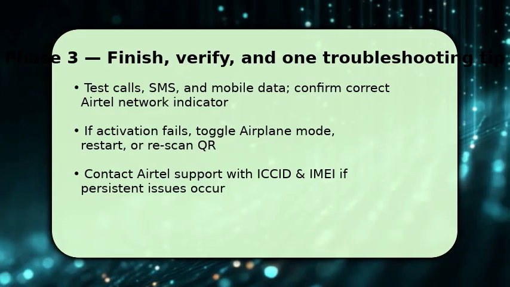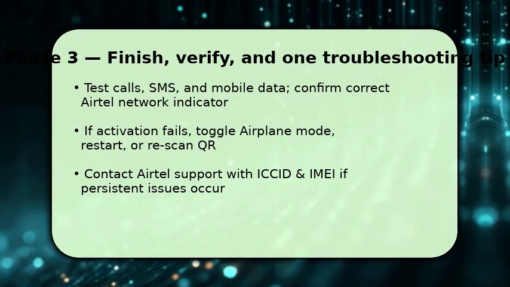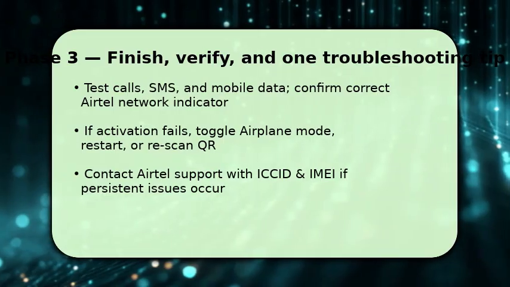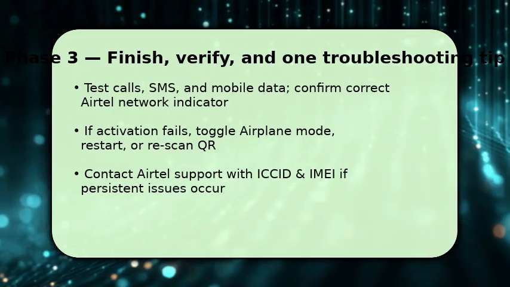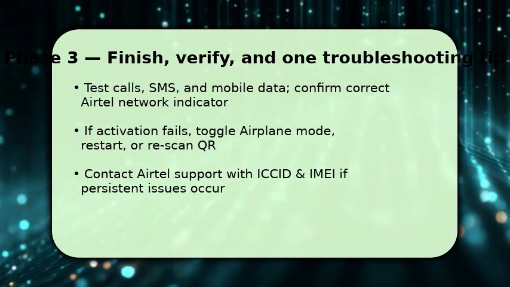Test a call, send an SMS, and use mobile data to ensure Airtel is registered and the carrier name shows correctly. If anything fails, first toggle airplane mode and wait 30 seconds, then restart the iPhone and try rescanning the QR. This often clears network handshake problems.